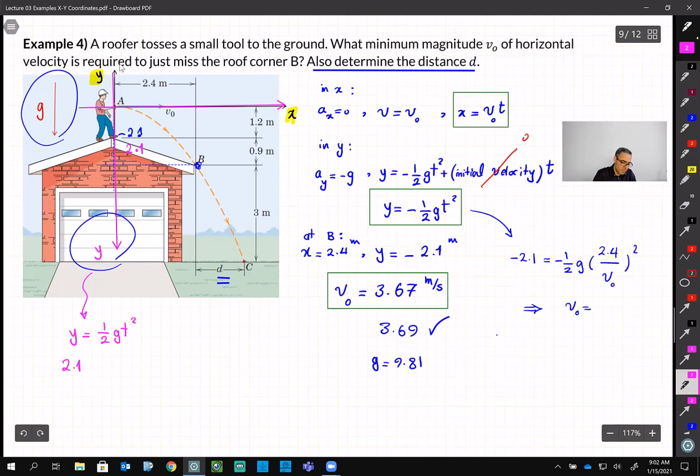No problem. So you replace 2.1 here rather than this negative one here. Yes, it makes a lot of sense.